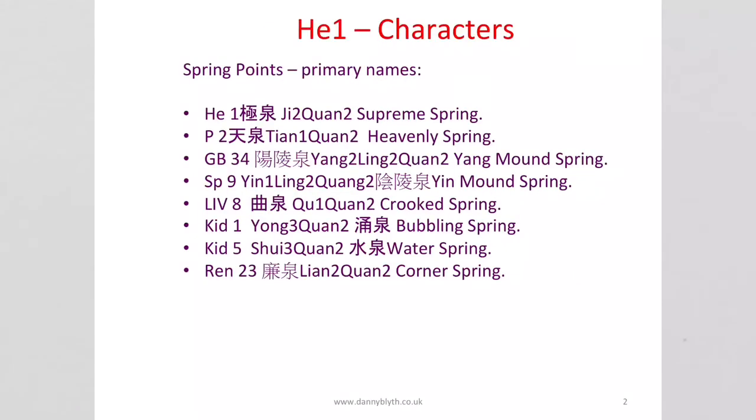So some of the spring points, we've got Heart 1 Supreme Spring, Pericardium 2 Heavenly Spring, Gallbladder 34 the Yang Mound Spring, Spleen 9 the Yin Mound Spring, Liver 8 the Crooked Spring, Kidney 1 Bubbling Spring, Kidney 5 is Water Spring, and Ren 23 is the Corner Spring.